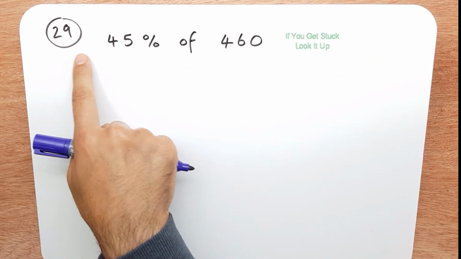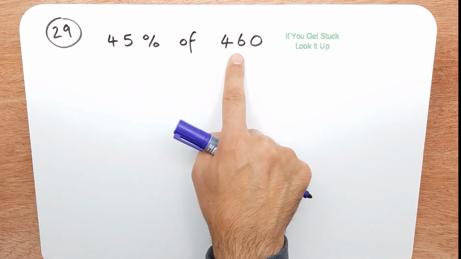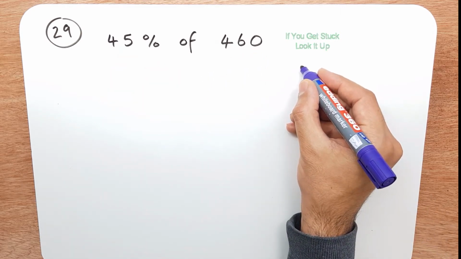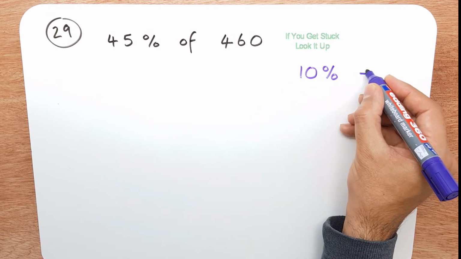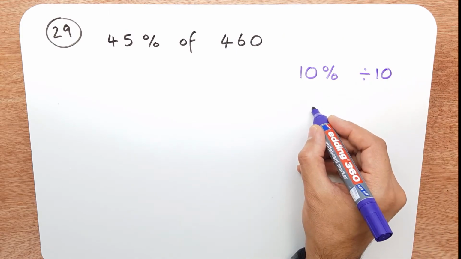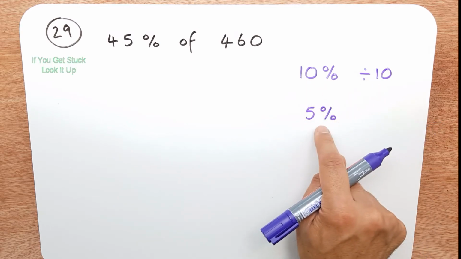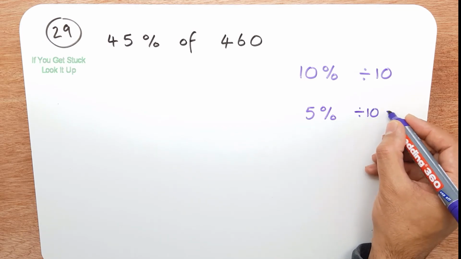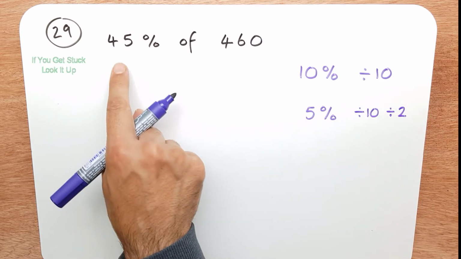Question 29, we need to work out 45% of 460. Now with these questions, you must know this. 10%, you simply divide by 10. And 5%, you work out 10% and then you halve it. So what we do is we divide by 10 and then we divide by 2 with this. So let's do this here.